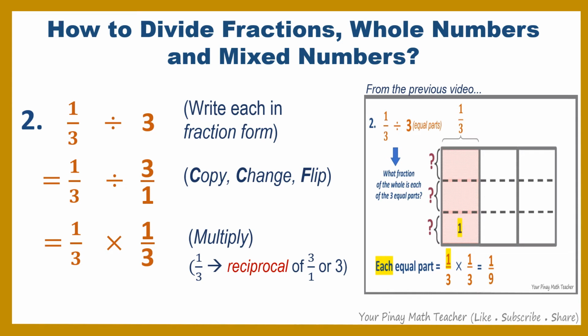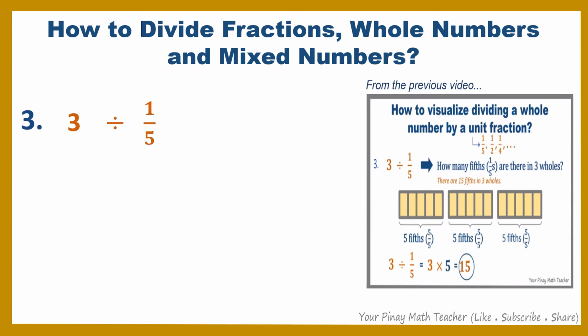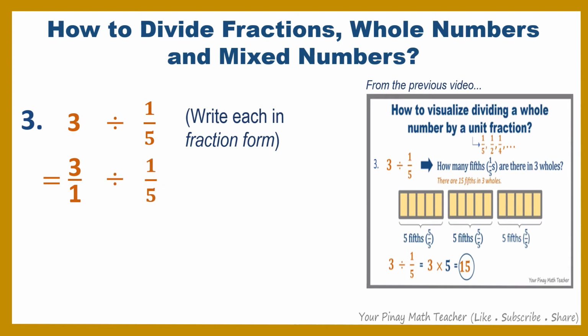Since nothing can be reduced, we multiply both numerators, so it's equal to 1, and both denominators, which is equal to 9. So the final answer is 1/9. Number 3. 3 divided by 1/5. Again, write each in fraction form. 3 is equal to 3/1 divided by 1/5.